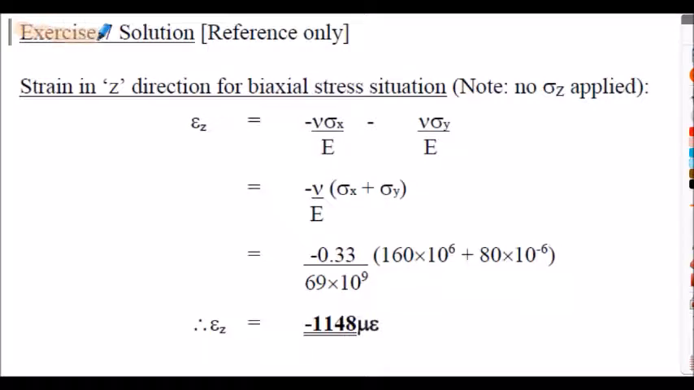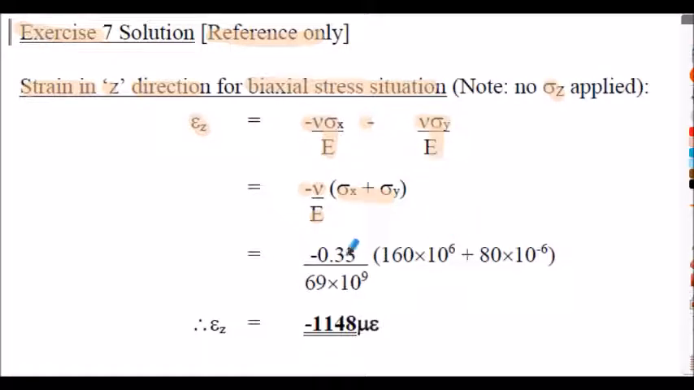Exercise 7 didn't want us to calculate the strain in the Z direction, but for reference I've shown the calculation here. So strain in the Z direction for this biaxial stress situation, notice there was no stress Z applied, just stress in the X and the Y directions. So strain in the Z is equal to the negative Poisson effect of the strain in the X direction, and we take away from that the Poisson effect of the strain in the Y direction. And this allows us to factorize the equation, so both terms are negative, and nu and E are common to both terms, so I've got my stress X and stress Y in the bracket.